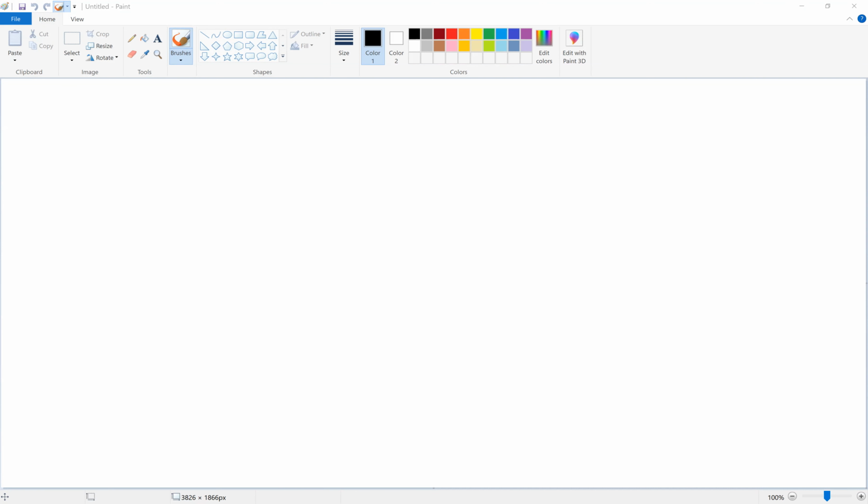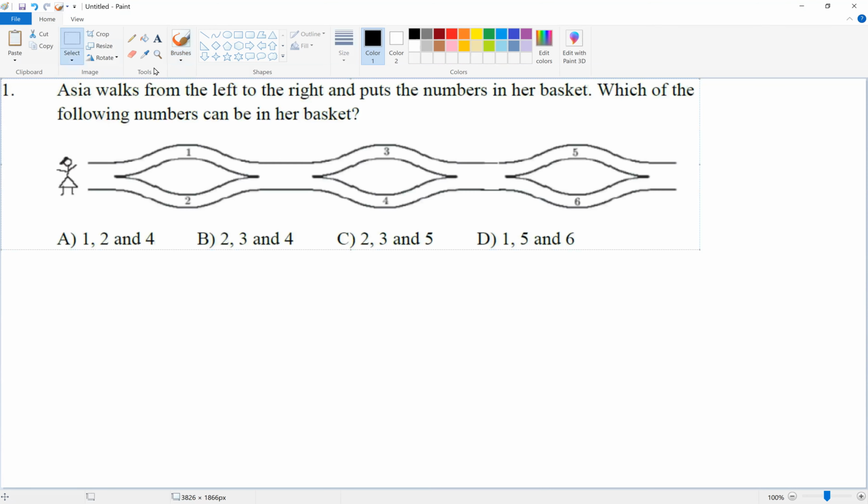Let's start with question 1. Okay, Ania, number 1. Asia walks from the left to the right and puts numbers in her basket. Which of the following numbers can be in her basket? What do you think?